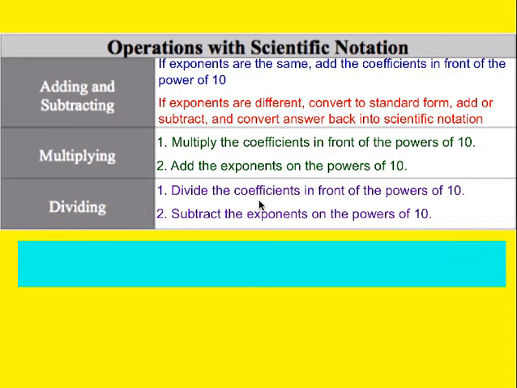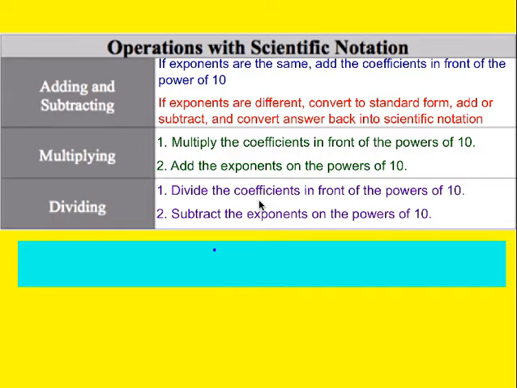Then taking a look at dividing. When we divide the coefficients in front of the powers of 10, we're going to divide the two numbers, and then you're going to subtract. Same rules as Unit 3. When you divide things of like bases, you subtract the exponents. So you're going to subtract the exponents of the power of 10.